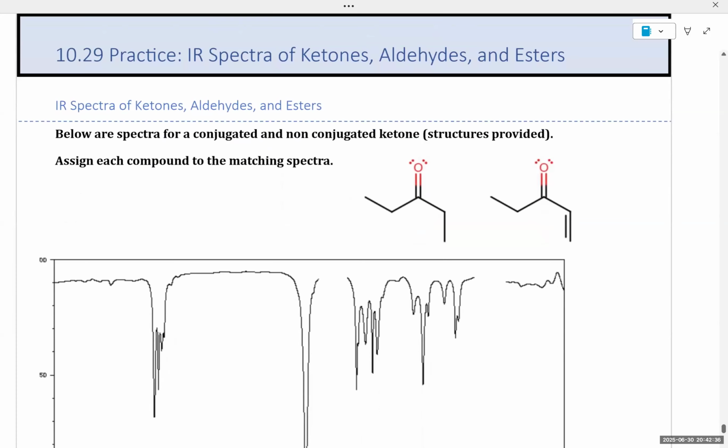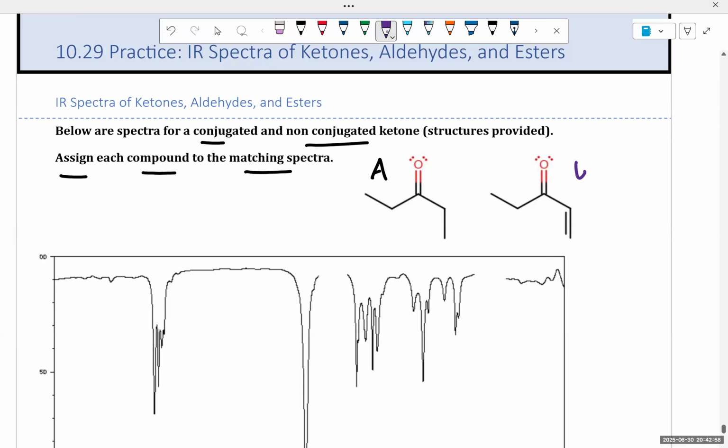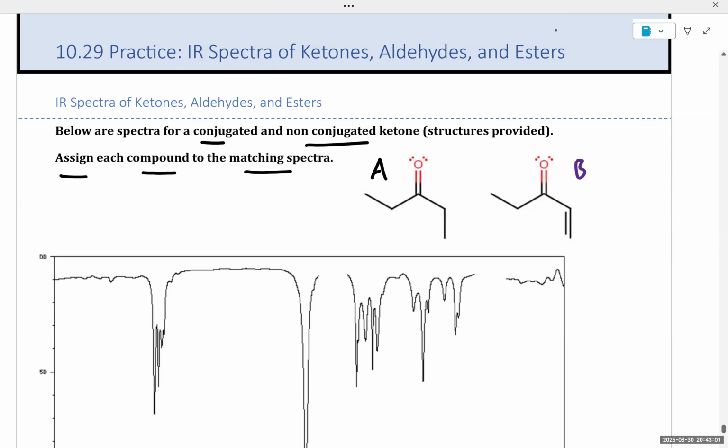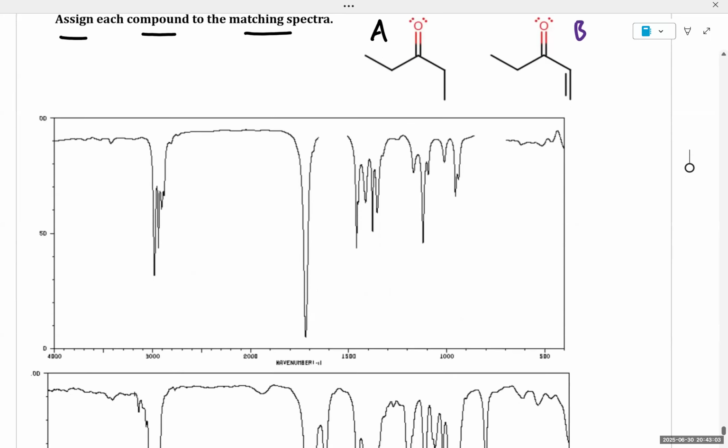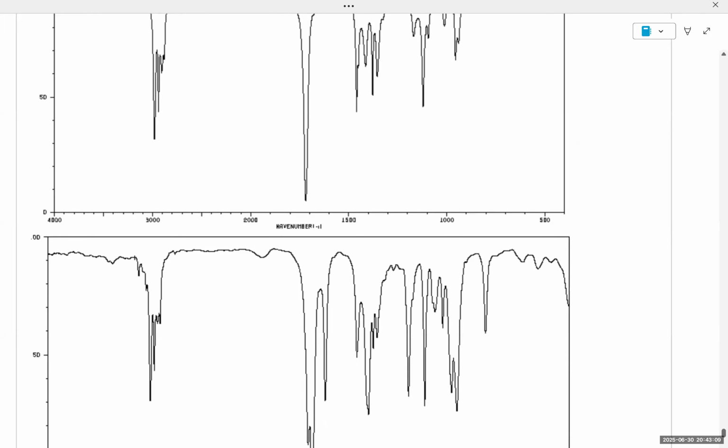Let's do some additional practice and let's talk a little bit about the difference between conjugated and non-conjugated ketones. So in this case, you're provided the spectra for a conjugated and non-conjugated ketone, and I'd like you to assign each compound to the matching spectra. So we have two compounds that I'll tentatively label A and B, and I'd like you to tell me from these two spectra provided below which spectra corresponds to which compound. So take a few moments to work through this example, and then we'll discuss.